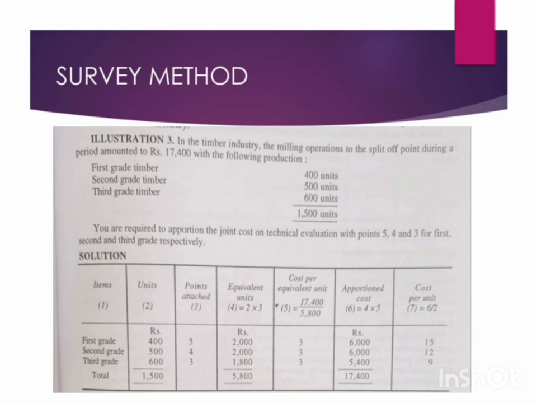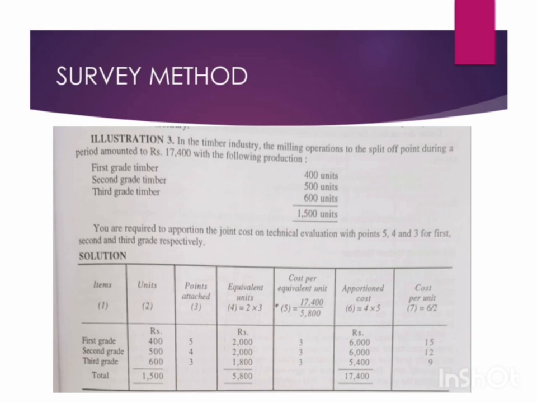Next, to find the cost per equivalent unit, we have to take the total amount that is given in the question, which is 17,400, divided by the total number of equivalent units, which is 5,800. Now when we divide these two values we get 3 for each unit.